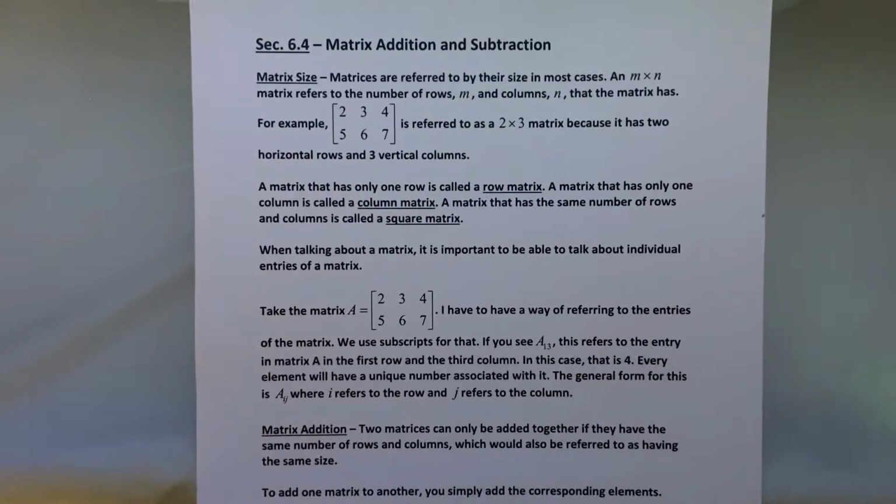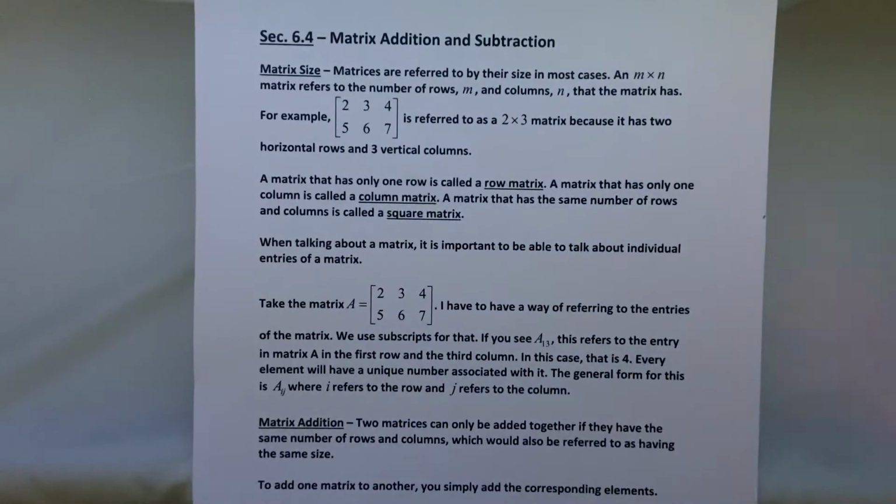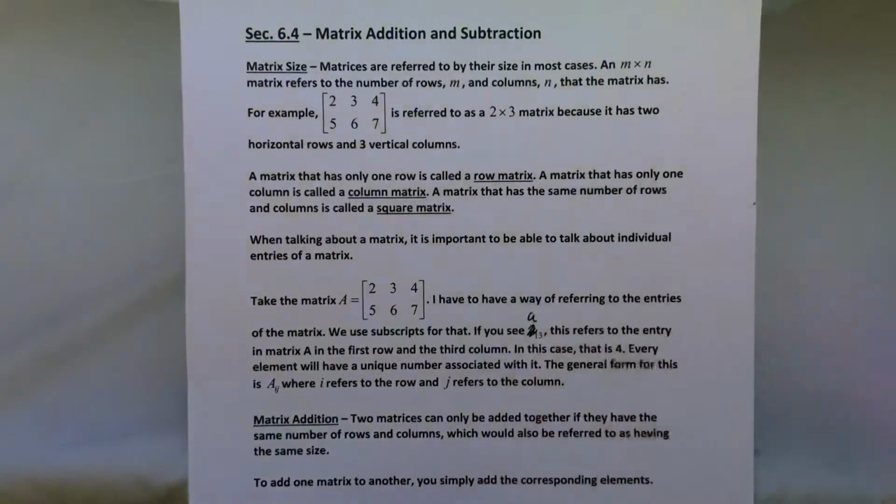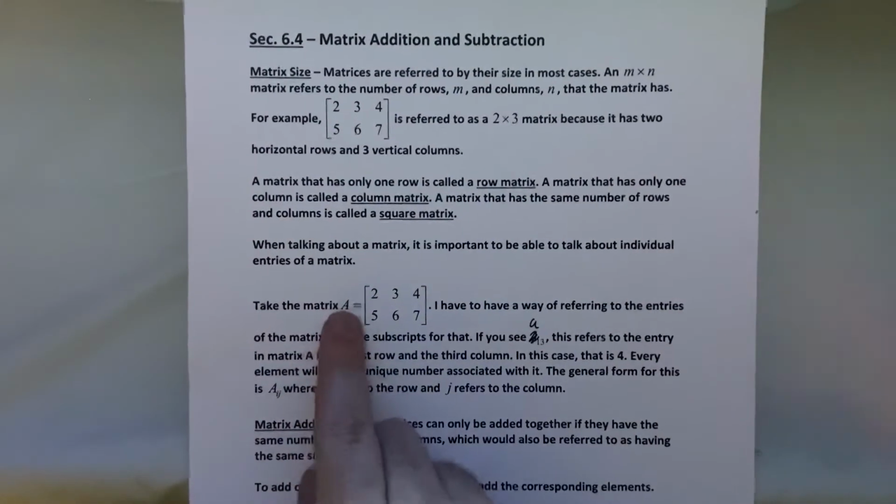When talking about a matrix, it's important to talk about individual entries of a matrix. So how can I call upon, say, the 6 or the 7 if I want to talk about that specific entry? We use subscripts for that. If you see A13, it really should be little a13. That refers to the element in matrix A in the first row and the third column. In that case, first row, third column is the 4. Every element will have a unique number associated with it. The general form of this is again a_ij, where i refers to the row and j refers to the column.